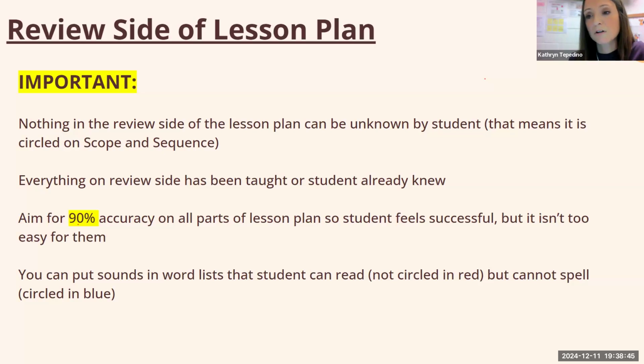So nothing in the first part of your lesson will have anything that they don't already know or that they have not already been taught. We want to aim for 90% accuracy in all parts of our lesson, because we want it to be a little challenging for them, but we don't want it to be so frustrating that they just can't do it. So we want them to feel successful, but we also don't want them getting hundreds on everything as well.